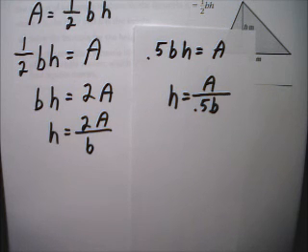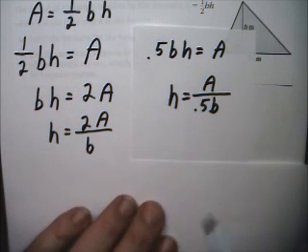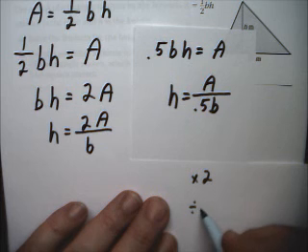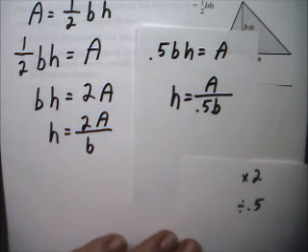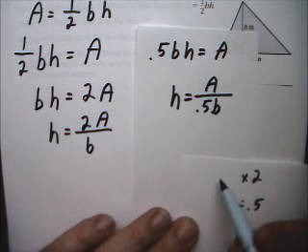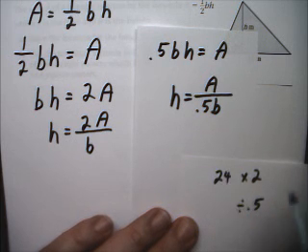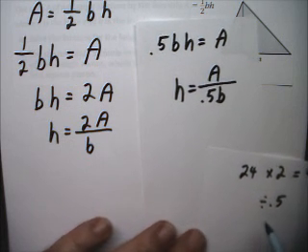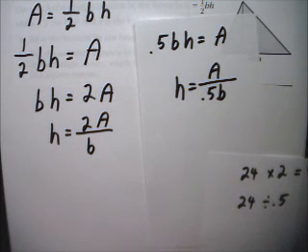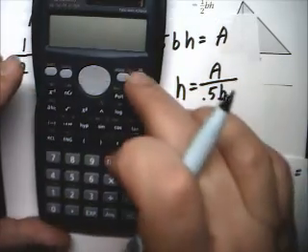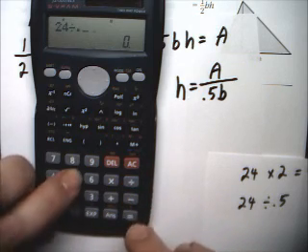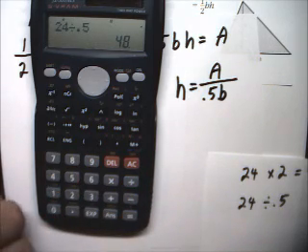Now, if you don't believe me, we can try it. Let's see. I'm saying multiplying by 2 is the same thing as dividing by 0.5. So let's do it with 24. 24 times 2 is 48. So let's try 24 divided by 0.5. 24 divided by 0.5 equals 48.